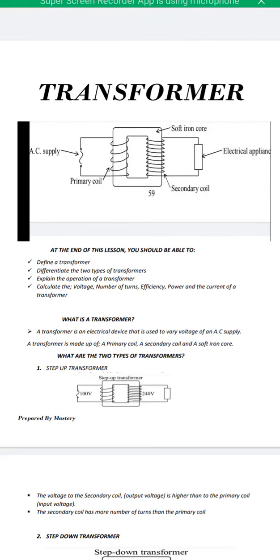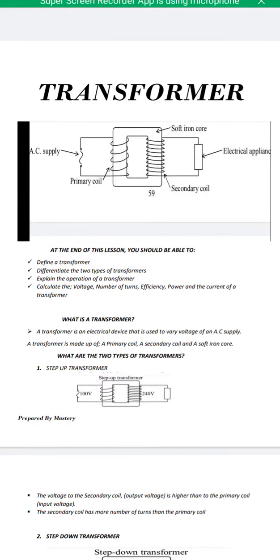The step up transformer has the voltage to the secondary coil, which is the output voltage, higher than the voltage to the primary coil, which is the input voltage. This step up transformer steps up the voltage from 100 volts to 240 volts, as you can see on the small diagram we have here. It has more number of turns to the secondary coil than to the primary coil.